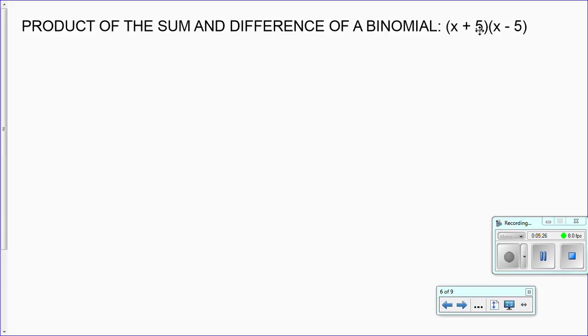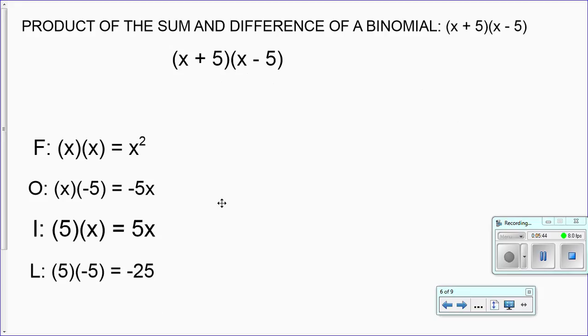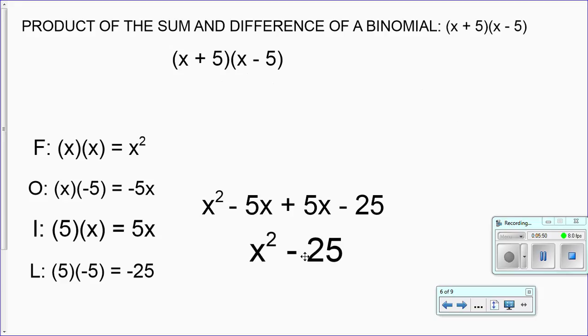Okay, so let's go ahead and start with the FOIL way. So I'm going to multiply the first two terms, the x and the x, and that's my F, so it gives me x squared. Outers is x and the negative 5, which will give me negative 5x. Inners is the 5 and the x, so it gives me 5x. And the last is the 5 and the negative 5, giving me negative 25. Put those together, simplify the negative 5x and the 5x. They cancel each other out, giving me x squared minus 25.